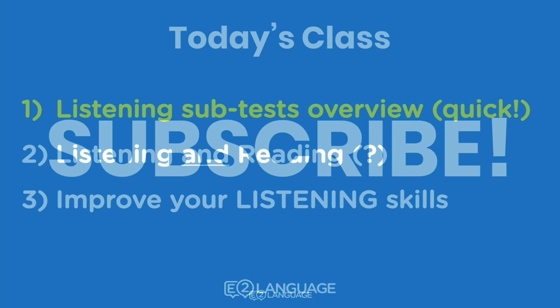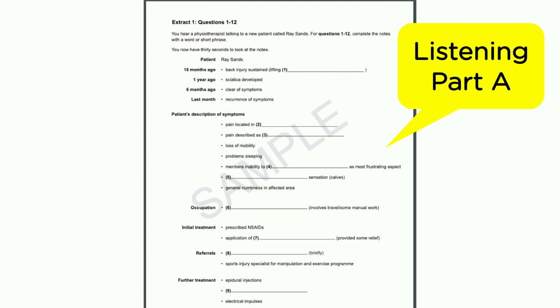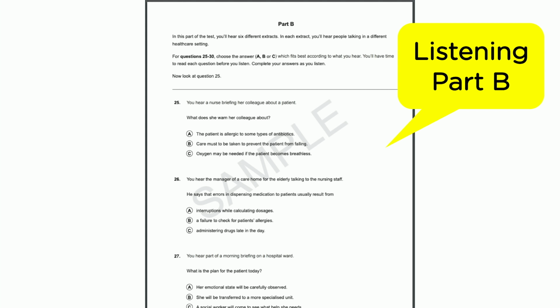Okay, let me give you a quick overview of the listening subtests. So this is listening part A. You're going to hear a consultation between a health professional and a patient. It's a gap-fill type of activity. It follows in sequence from top to bottom, and you need to listen for synonyms and paraphrases, and you need to put in single words or short phrases that are mentioned by the patient into the case notes here. That's how that one works.